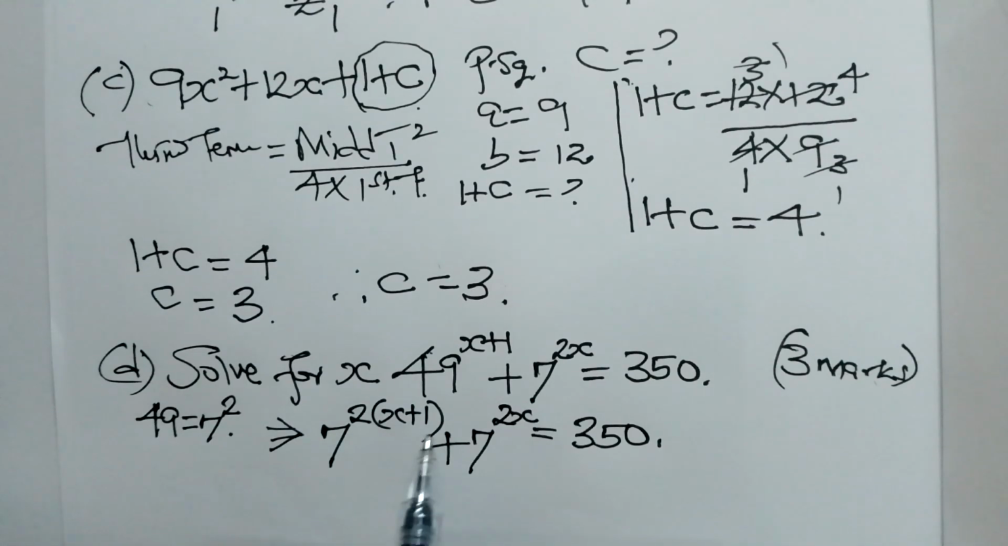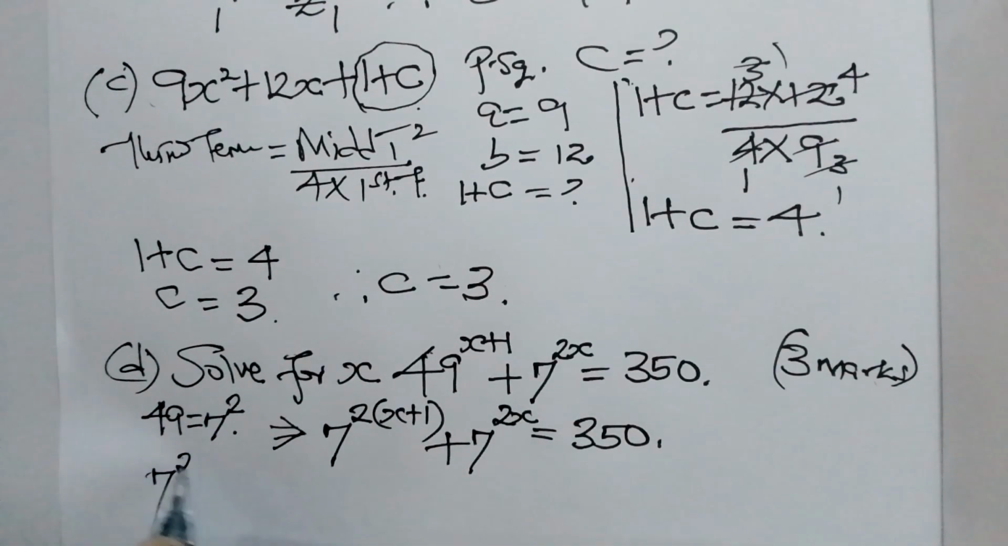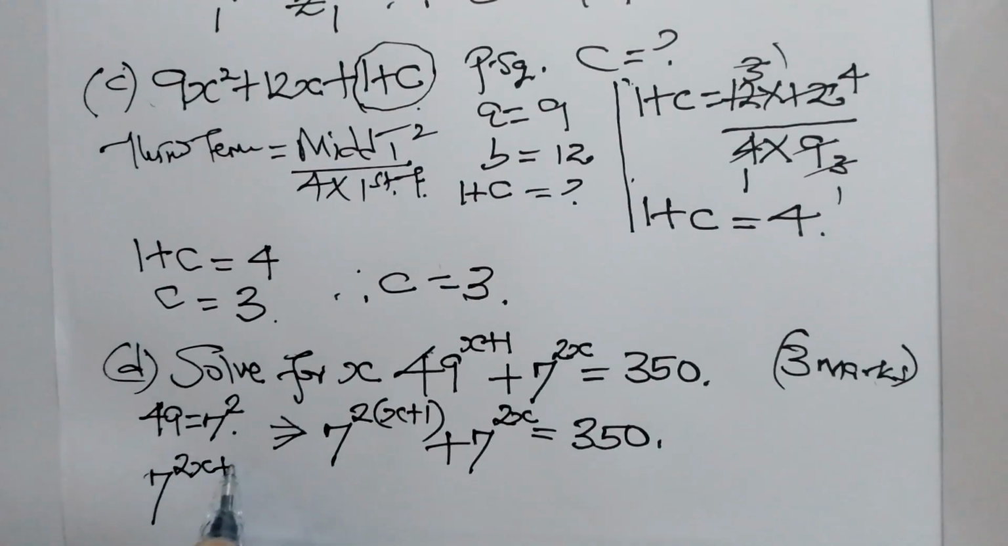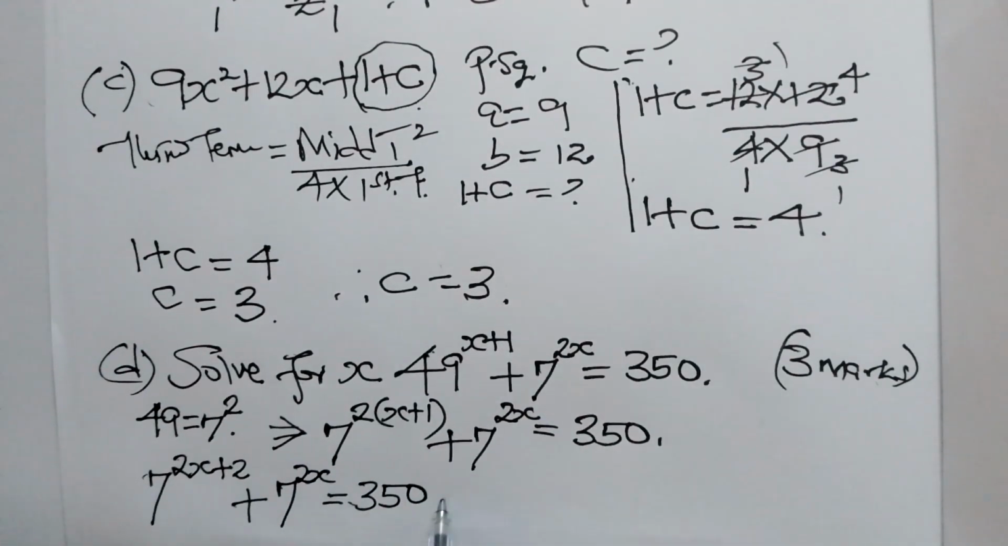When you open the powers in the bracket, on top of the index, we are going to get 7 raised to power 2x plus 2, plus 7 raised to power 2x is equal to 350.